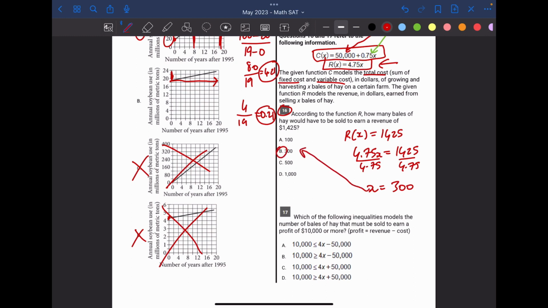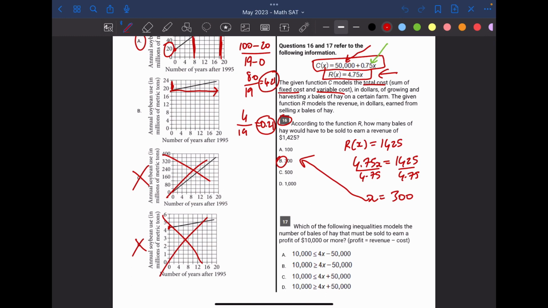Pretty simple. Okay, question number 17 says, which of the following inequalities models the number of bales of hay that must be sold to earn a profit of 10,000 or more? First off, we know that profit is equal to revenue minus cost, and if you weren't given this, you would be expected to know it.